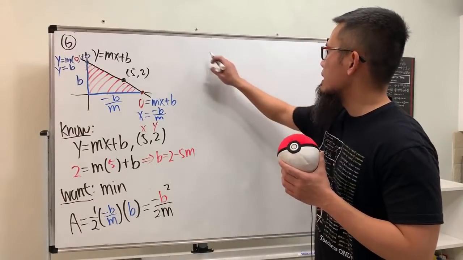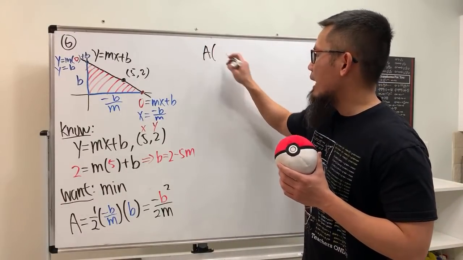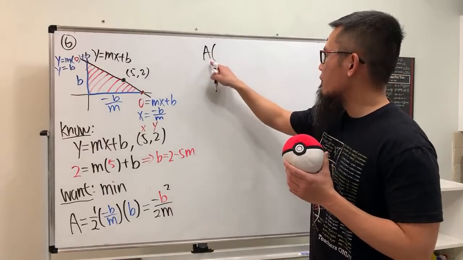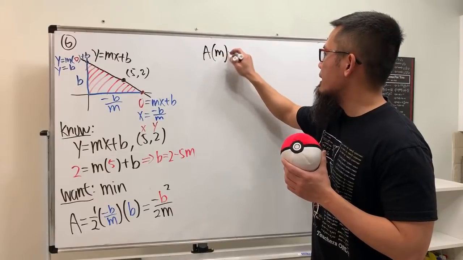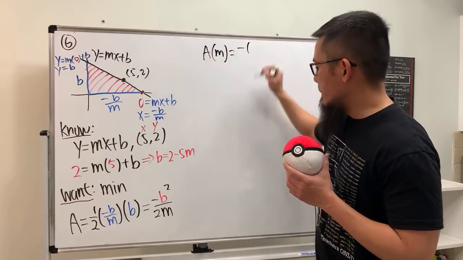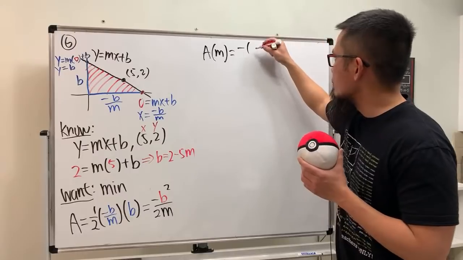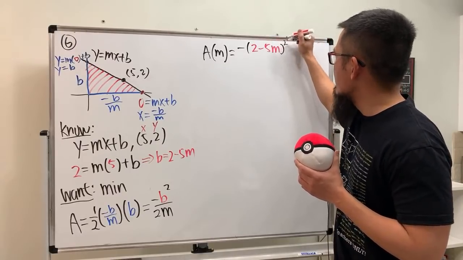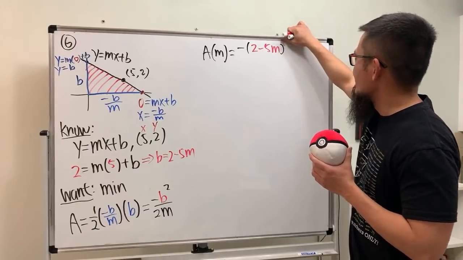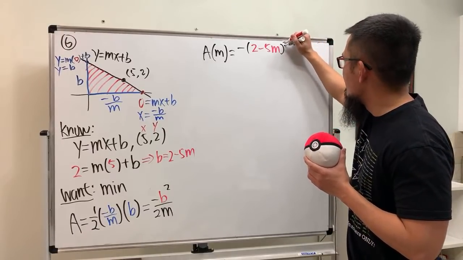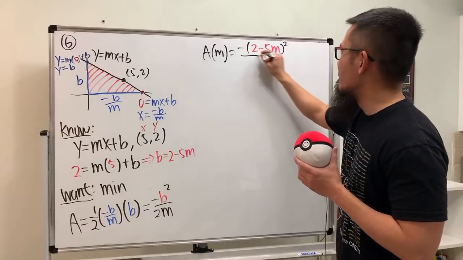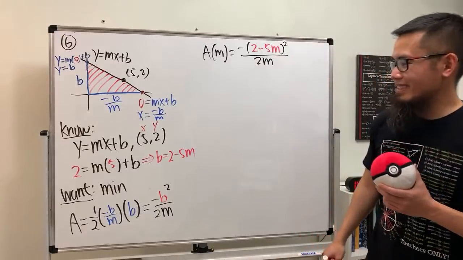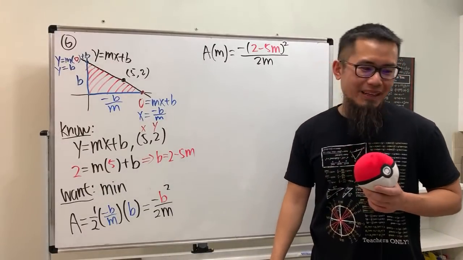So I'm going to write this down right here for you guys, and A. I'm going to put this down right here. So A will be a function in terms of m, and that will be negative. B is that, which is 2 minus 5m, and you square that, and then over 2m. Wow. This doesn't look that friendly, huh? But that's how it is.